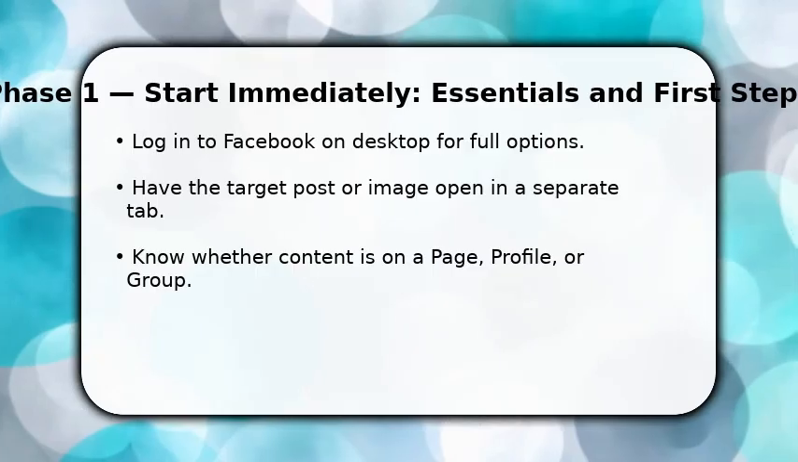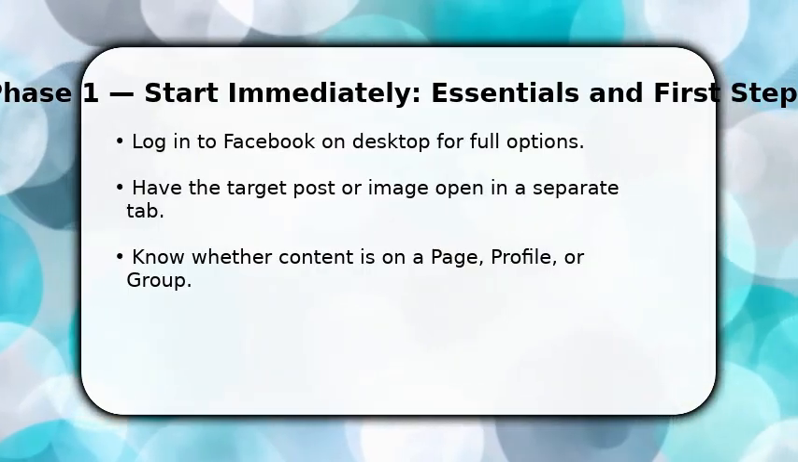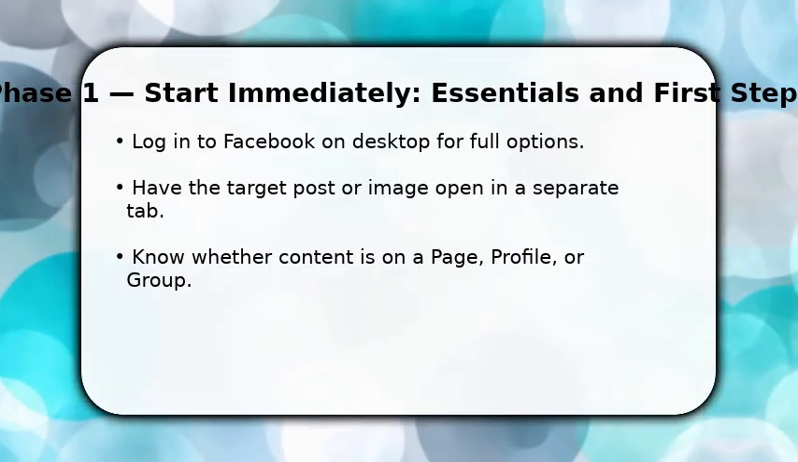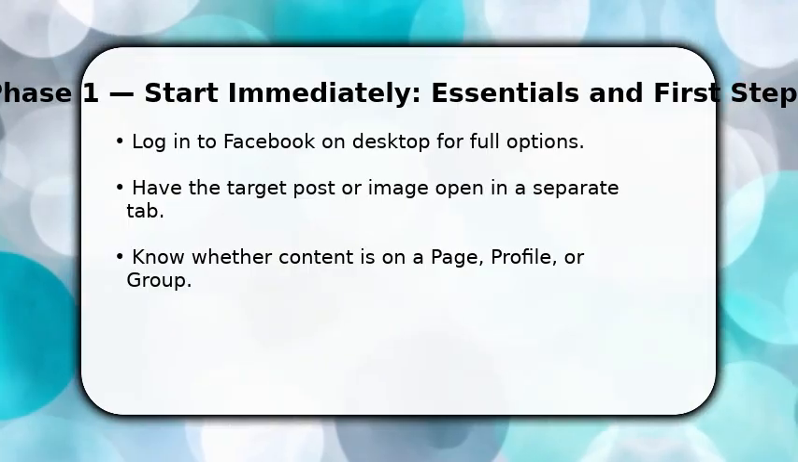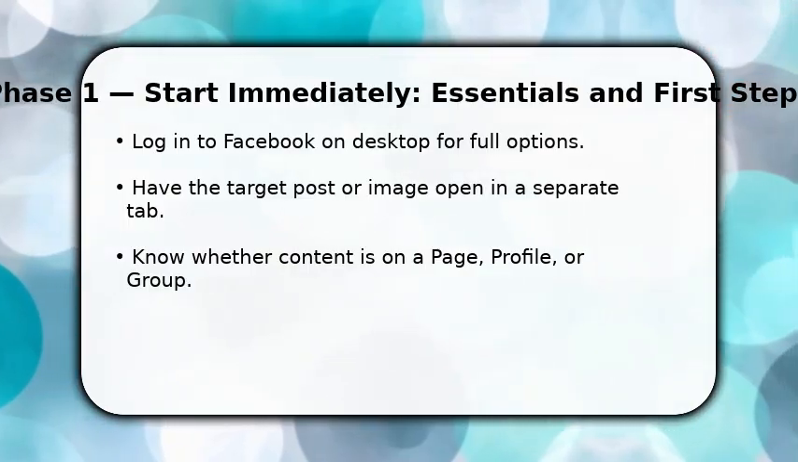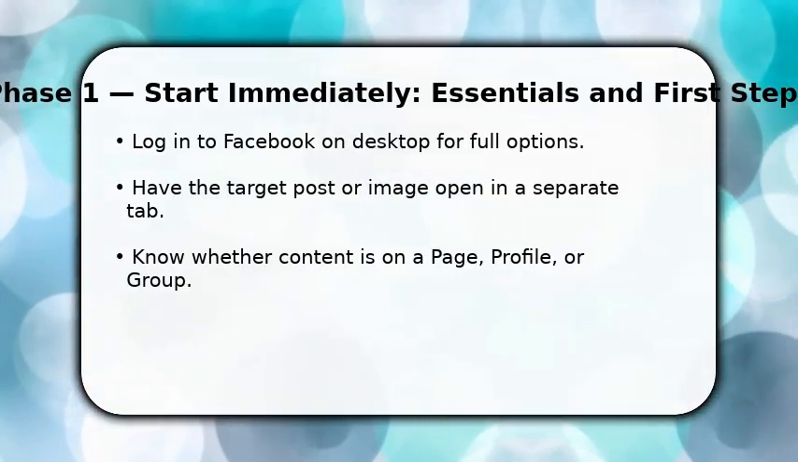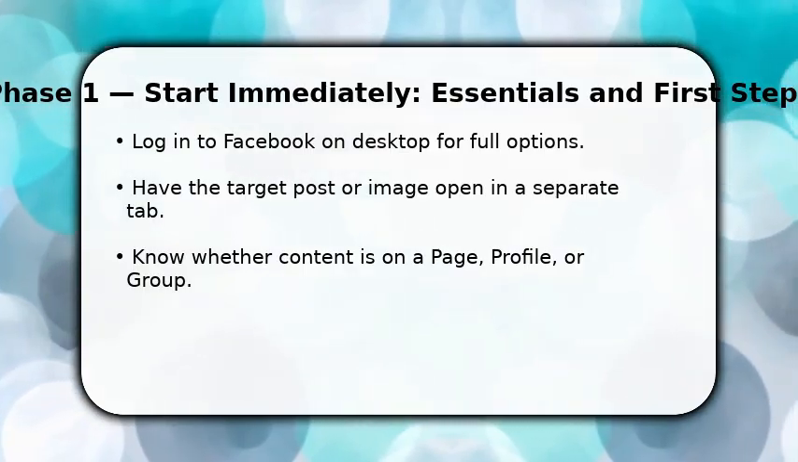You start by logging into Facebook on a desktop. This gives you the most inspection tools. Once logged in, open the exact post or image you want to inspect in its own tab so you don't lose context. Make sure you know whether the content lives on a page, a personal profile, or inside a group. Each shows different metadata. This first step gets you into the right place and makes the next actions faster and more reliable.